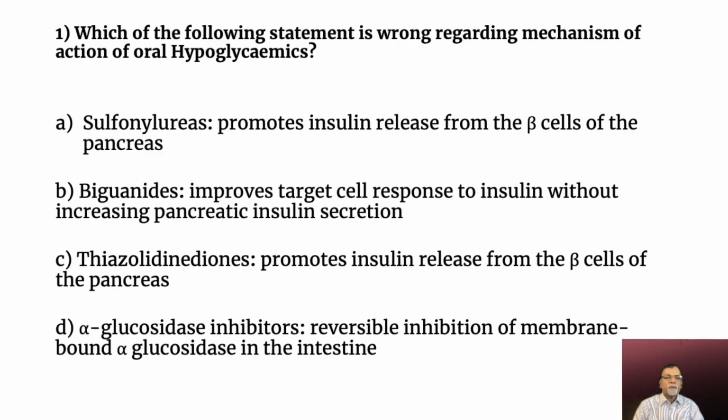So let's start with a question. Which of the following statements is wrong regarding the mechanism of action of the oral hypoglycemics? A. Sulfonylurea promotes insulin release from the beta cells of the pancreas. B. Biguanides improve target cell response to insulin without increasing pancreatic insulin secretion. C. Thiazolidinediones promote insulin release from the beta cells of the pancreas. D. Alpha-glucosidase inhibitors produce a reversible inhibition of the alpha-glucosidase in the intestine. These are the options, and at the end of the session, we'll find out the correct answer.